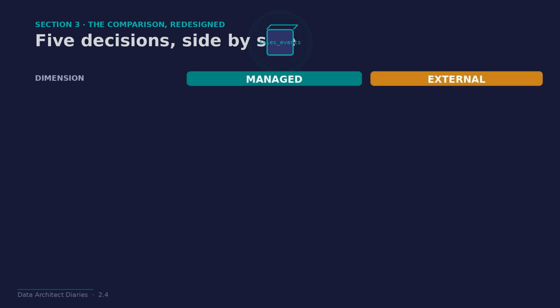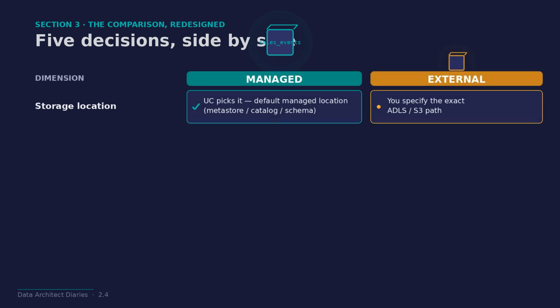Okay, you gave me a comparison table and it's solid, but let me redesign it the way I would actually want a senior engineer to remember it, instead of a dry grid. Think of it as 5 decisions side by side. First one is storage location. For managed, Unity Catalog picks it, using the default managed location on your metastore, catalog or schema. And for external, you specify the exact ADLS or S3 path.